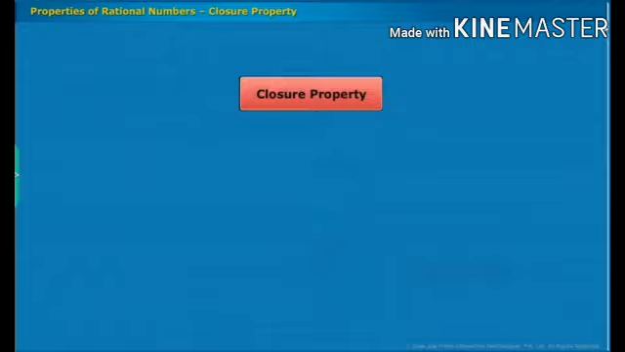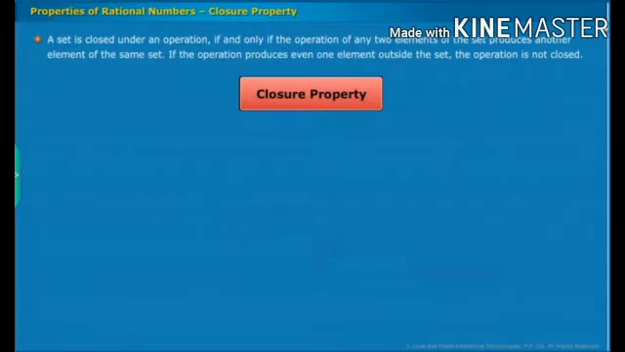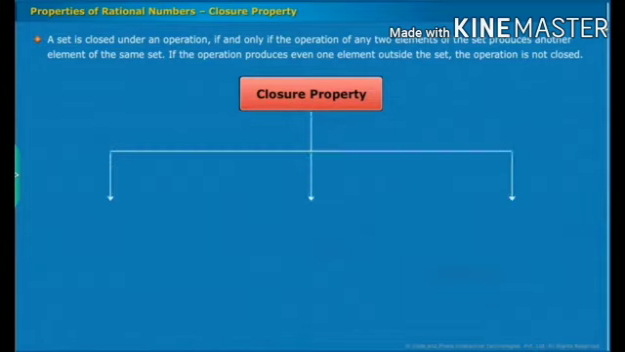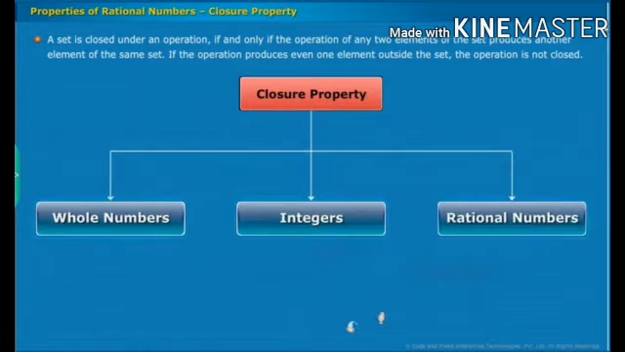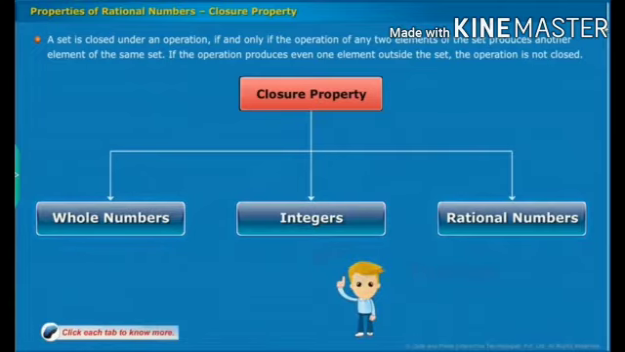Closure property. What is a closure property? If two numbers of the same kind are added, subtracted or multiplied, the answer we are getting should be of the same kind. Okay? Let's see some examples to explain closure property. It applies to whole numbers, integers and rational numbers, but we will see it for rational numbers today.